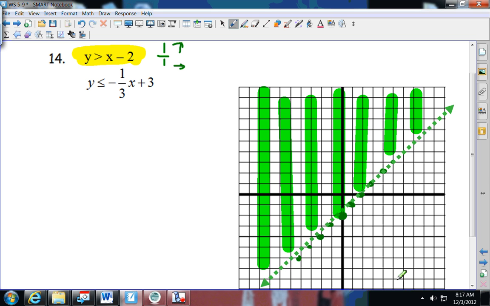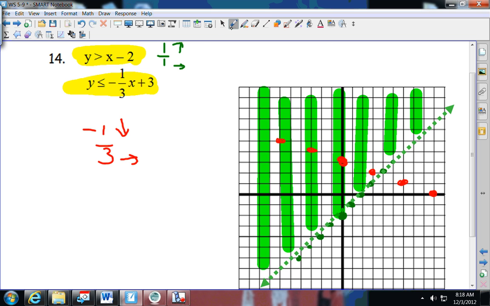So, the next one we're going to shade is this one. The next equation we're going to do is this one right here. So, I'm going to plot the point at 0, 3. 1, 2, 3. The slope is negative 1/3. I'm going to go down one and to the right three. Down one to the right one, two, three. Down one to the right one, two, three. And I can go up one and to the left one, two, three.